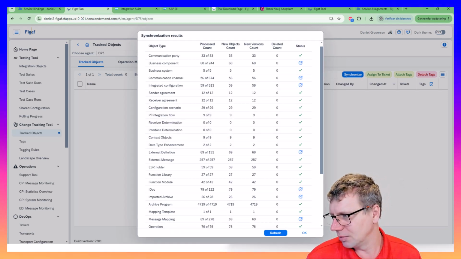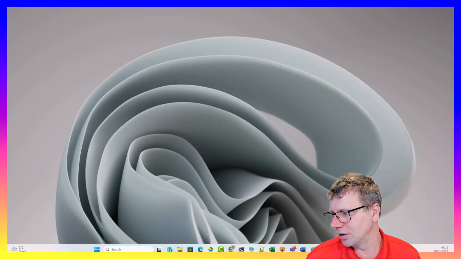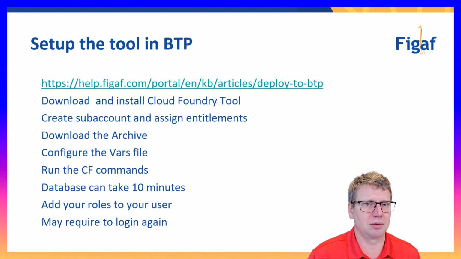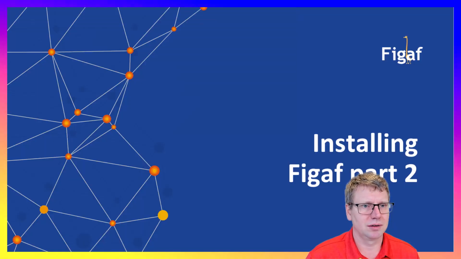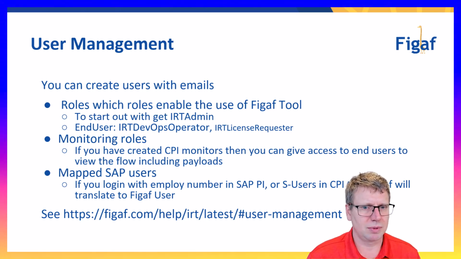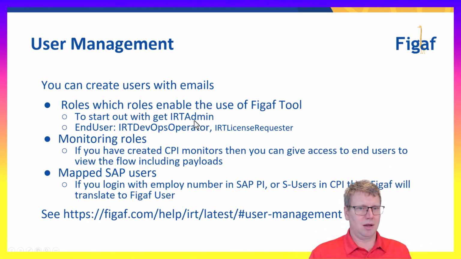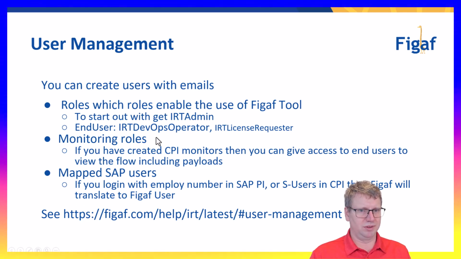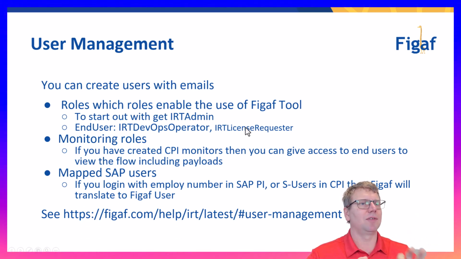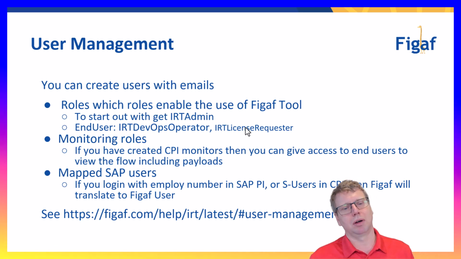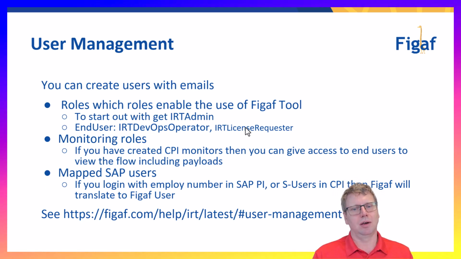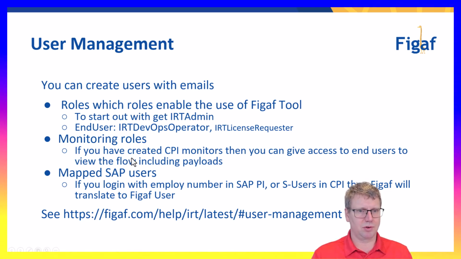So let's just see here what we got from the presentation. So that was the BTP, the Cloud Connector we covered, the licenses, user management. When you're using Figaf, IT admin is the way to go. And end users, you probably will need to have this DevOps operator, IT requester. We have some different scenarios depending on what you really want to do, if it's the DevOps or testing, that you should be set up. You also have the monitoring roles that you probably would give them user roles.